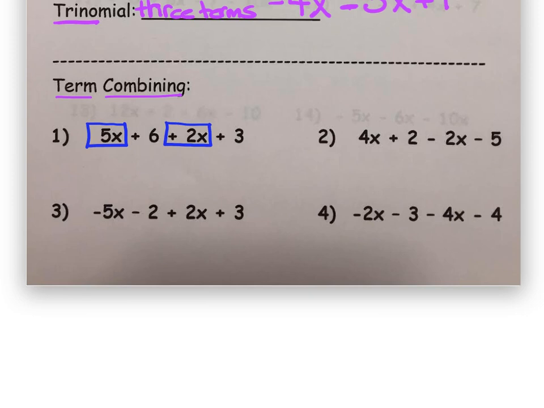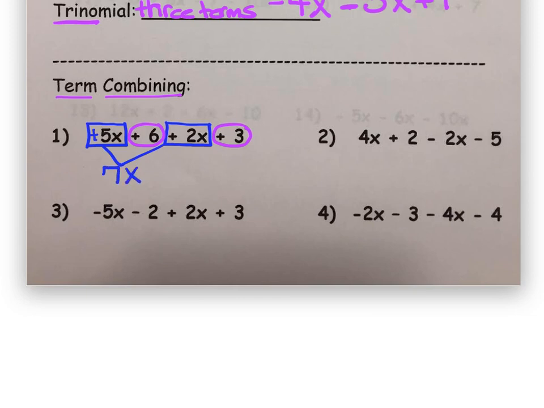Make sure you grab the sign in front of the 2. The 5, of course, we know is positive, but if you'd like to, you can add a positive symbol. Circle a gain of 6, which is a constant, and a gain of 3, which is a constant. Bring together your x terms. A gain and a gain give you 7x.